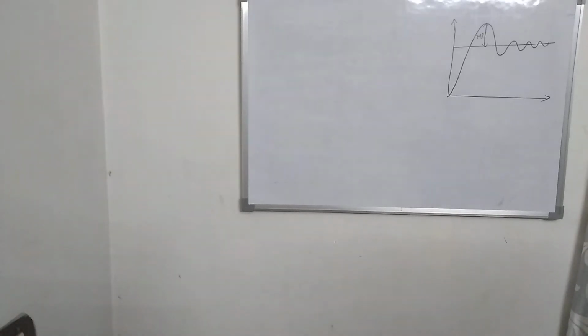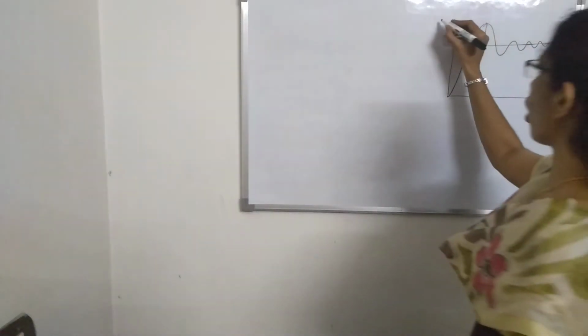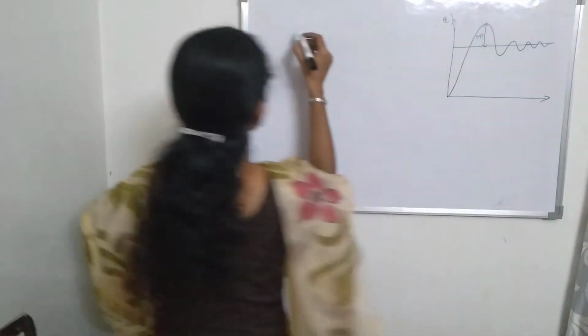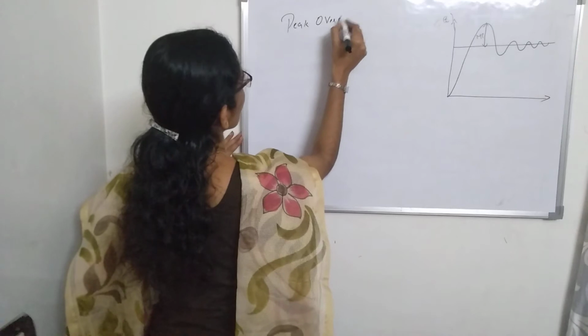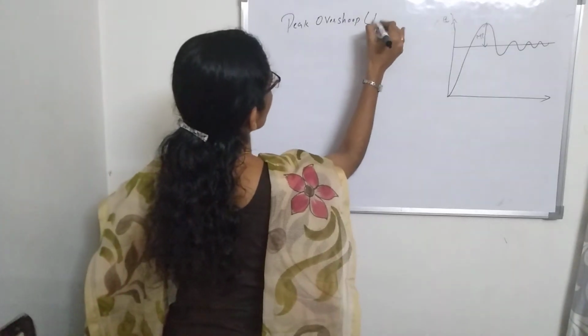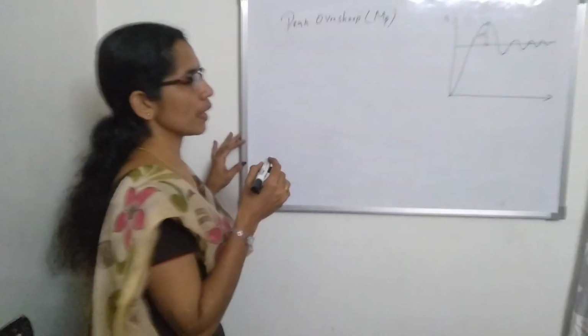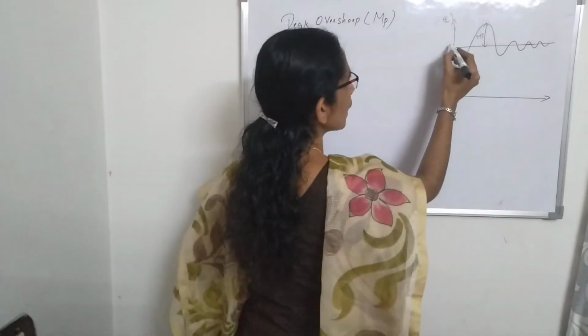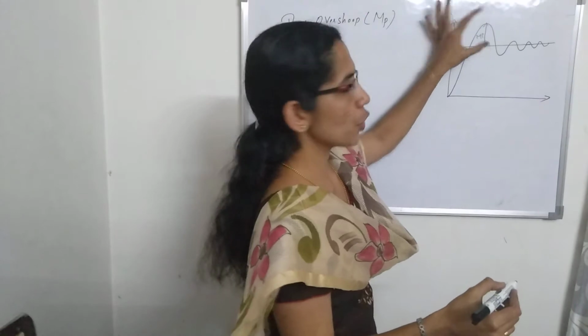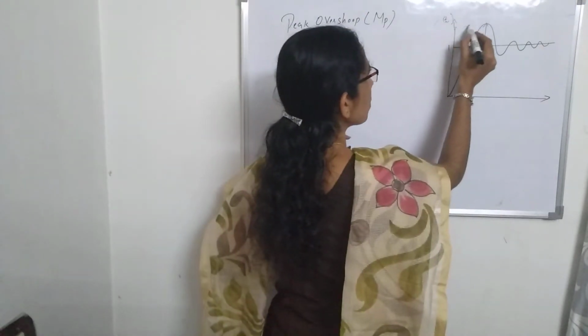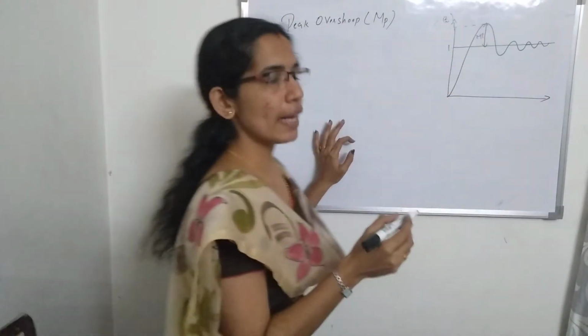Next we are going to discuss peak overshoot, MP. From the figure, it is clear that MP is the ratio between maximum peak value and final value.